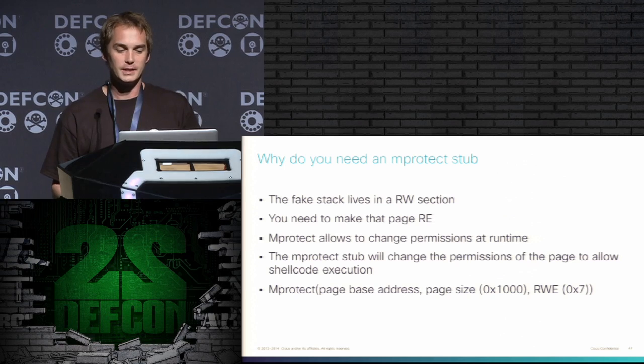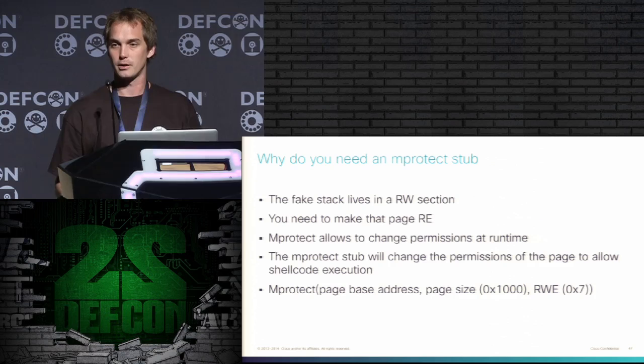A bit more on why you need an mprotect stub. You've copied your shellcode into a zone of memory which is read-write. If you return execution to that, it's not going to execute. You're just going to get a fault from your processor because the memory permissions are wrong. So you need to make that page read-execute or read-write-execute at runtime. This is where mprotect kicks in. It's a standard Linux libc function which allows you to change memory permissions at runtime. So I add a small mprotect stub in front of that, and once that has executed, it will jump back into your shellcode.